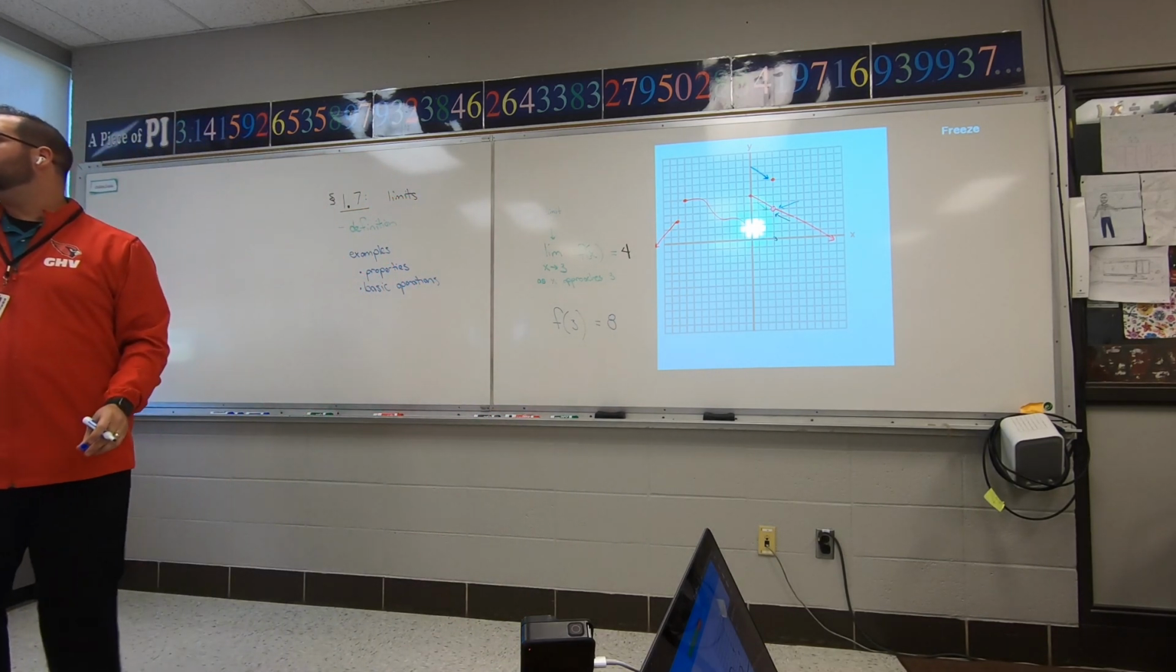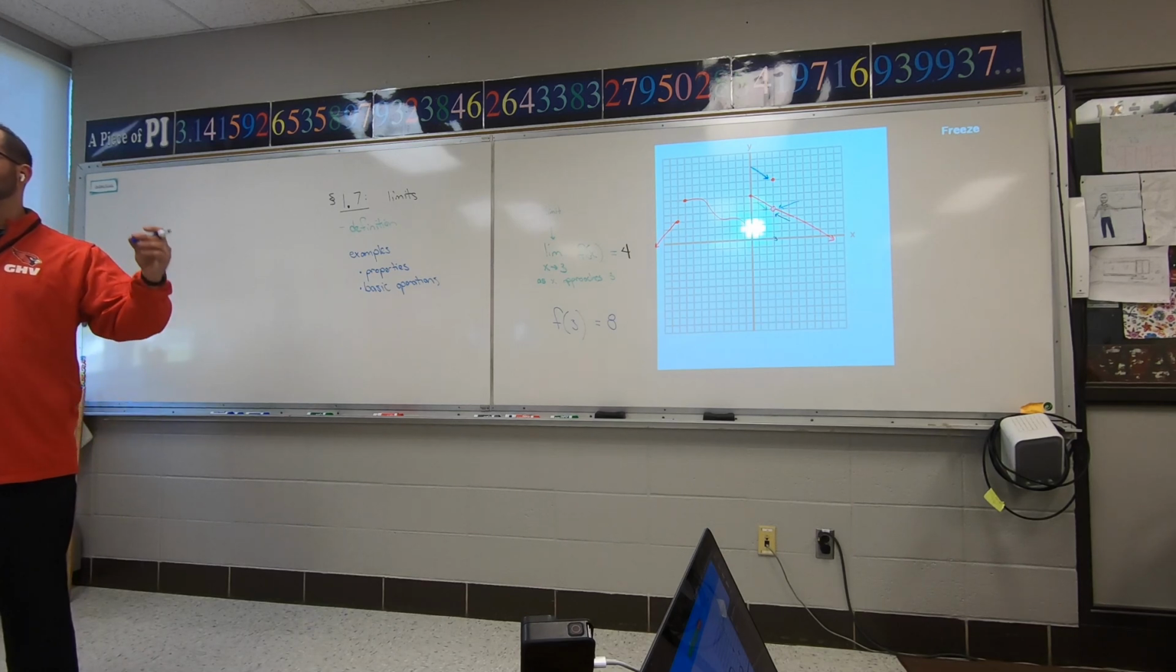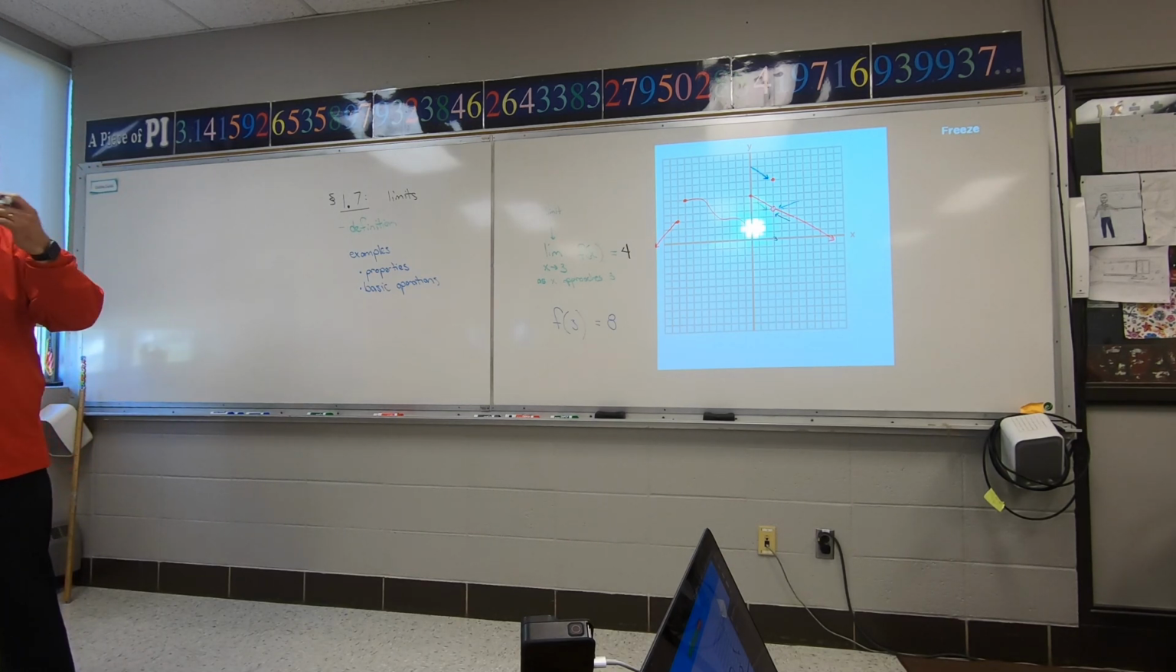The functional value, you look for where the solid dot is sitting, and that's the answer. The dot could be at a different spot than where the graph is pointing me towards, because of the open holes.